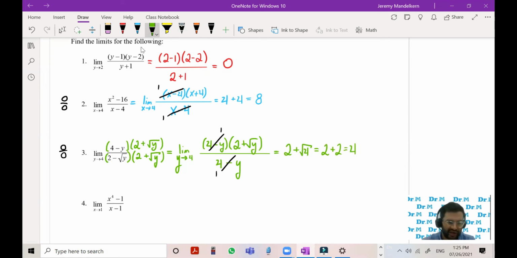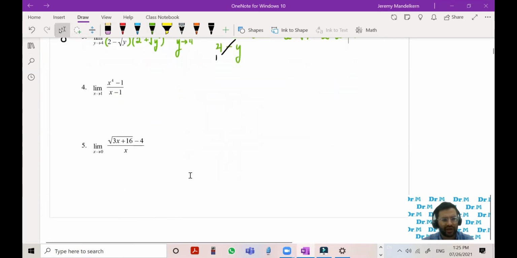Let's try the next one. So in the next one, here we have the limit as x goes to 1 of another rational function. So the first thing we want to check is, as x is approaching 1, is the function defined at 1? Okay, it is not. So this function has some bad behavior going on at x equal to 1. Either we have an asymptote or a hole, perhaps.